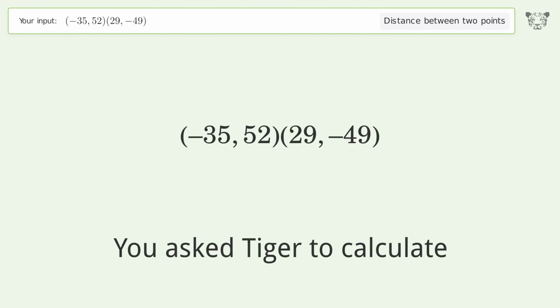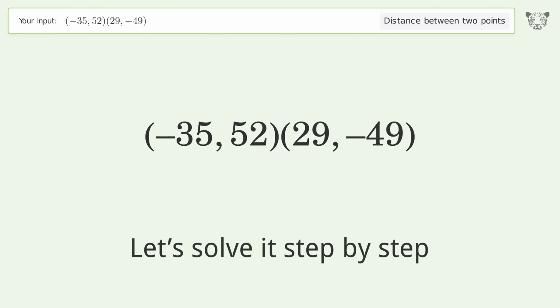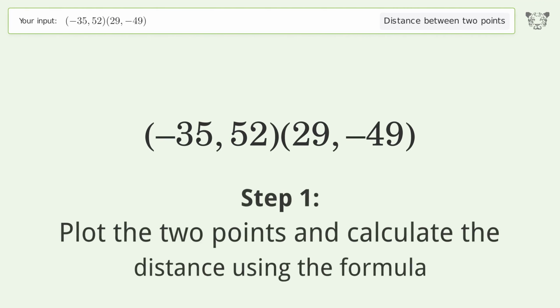You ask Tiger to calculate. This deals with the distance between 2 points. The distance between the 2 points is the square root of 14,297, or 119.57. Let's solve it step by step. Plot the 2 points and calculate the distance using the formula.